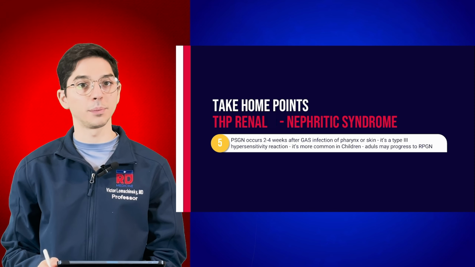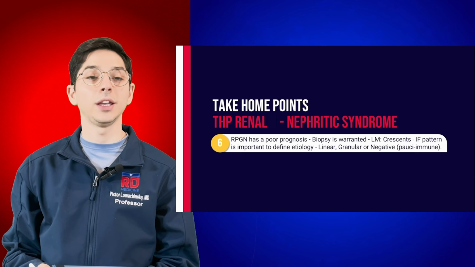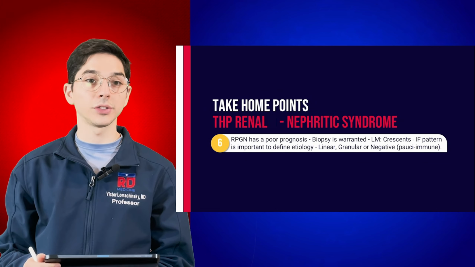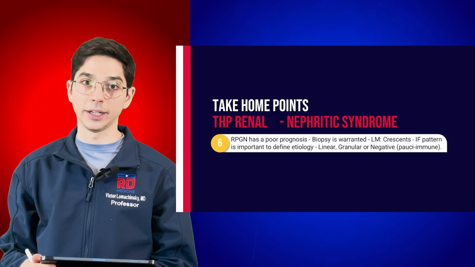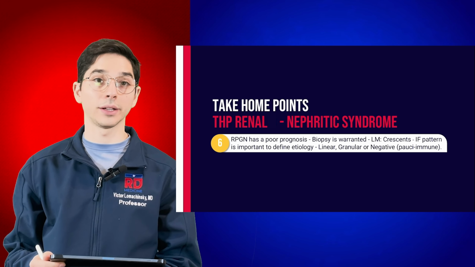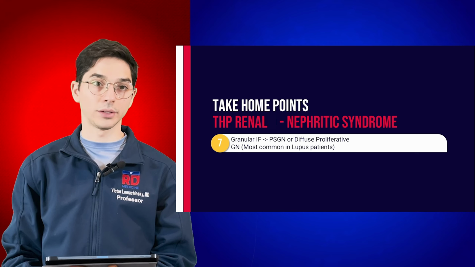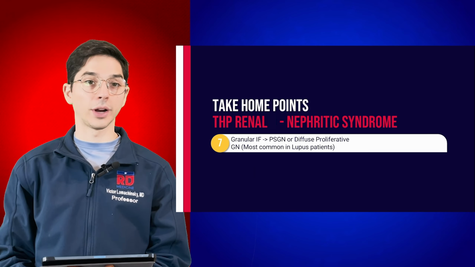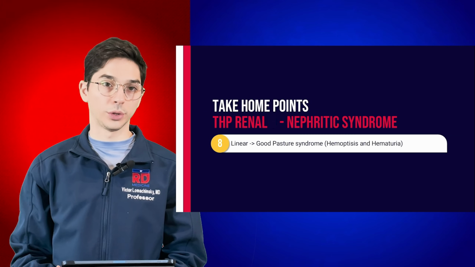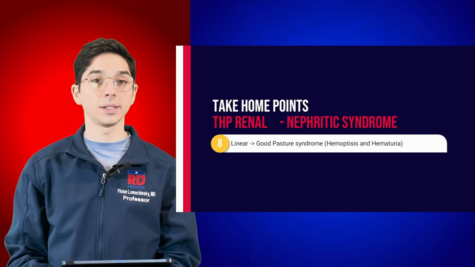In RPGN, light microscopy is going to reveal crescent formation, and immunofluorescence patterns play a critical diagnostic role. Those patterns can be linear, granular, or negative. Negative is also referred to as pauci-immune glomerulonephritis. A granular immunofluorescence pattern is associated with post-streptococcal glomerulonephritis, or diffuse proliferative glomerulonephritis, the latter of which is more common in patients with lupus. A linear immunofluorescence pattern is indicative of Goodpasture syndrome, which typically presents with hemoptysis and hematuria.